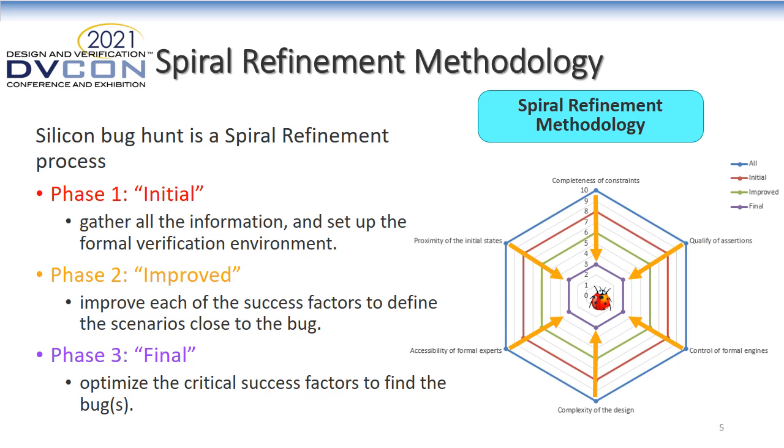Formal bug hunting is a refinement process. Initially, we are on the outside, very, very far away from the bug. So we want to classify the process into 3 different phases. In phase 1, the initial phase, we want to gather all the information. We want to set up the formal environment to make sure that we have all the success factors in place to start the process. In the second phase, we want to start optimizing each of the success factors so that we can define the scenario close to the bugs. As we illustrate later on, this could be an iterative process. In phase 3, the final phase, we want to optimize each of the success factors so that we can ultimately find the bugs.